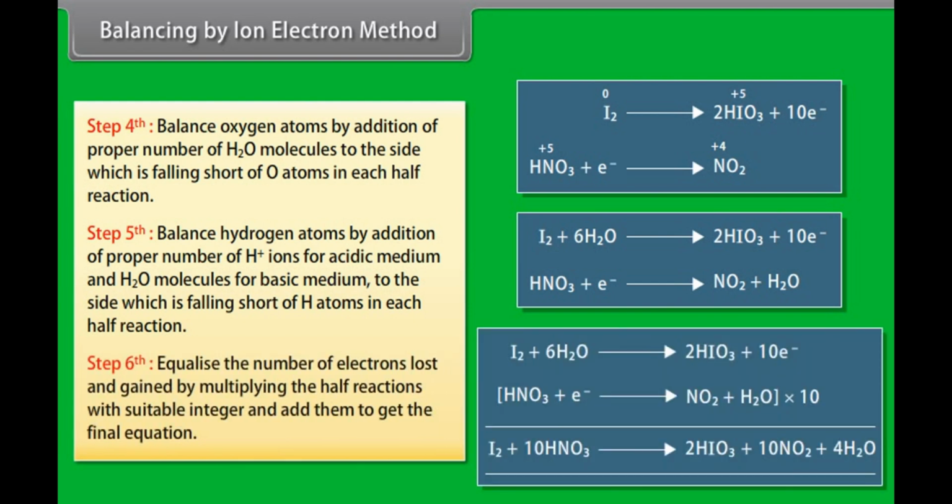Step sixth. Equalize the number of electrons lost and gained by multiplying the half reactions with a suitable integer and add them to get the final equation.